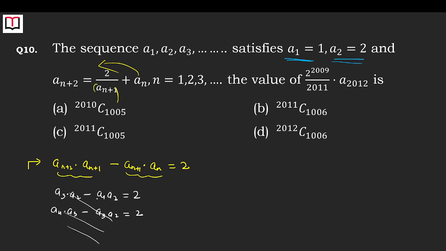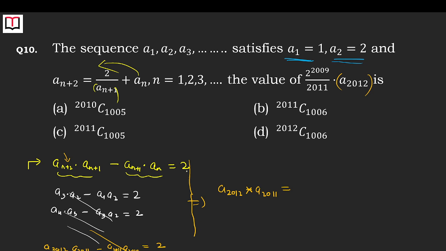The last term left will be, see, I have to get a 2012 here, and I shouldn't breach this limit. So n plus 2 has to be 2012, so n should be 2010. So a 2012 into a 2011 minus a 2011 into a 2010 should be 2 here, and this last term will also get cancelled. So when you add them, what are we left with? a 2012 into a 2011 is equal to, how many terms are there?